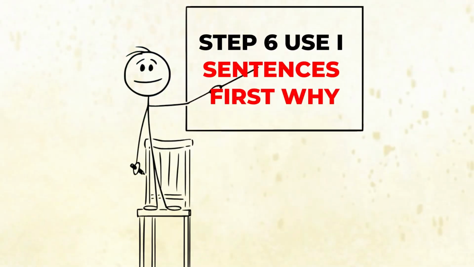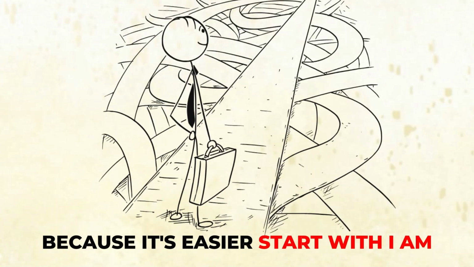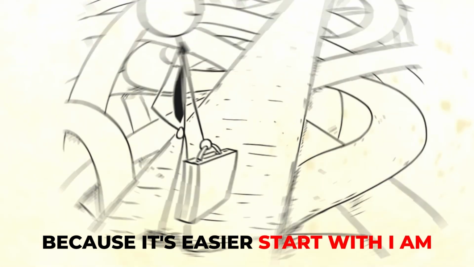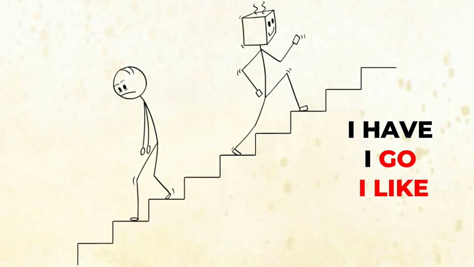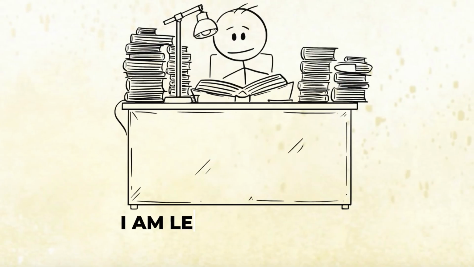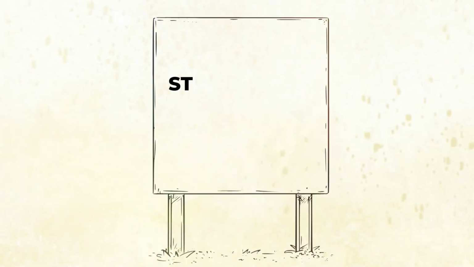Step 6. Use I sentences first. Why? Because it's easier. Start with I am, I have, I go, I like. For example, I am learning English. I have a mobile. I like coffee. I go to college.